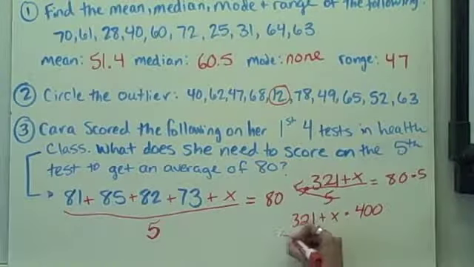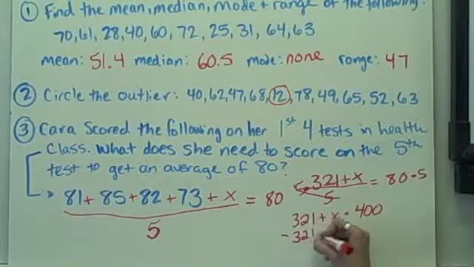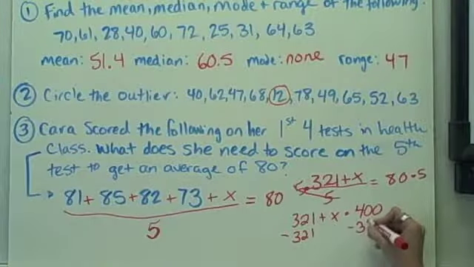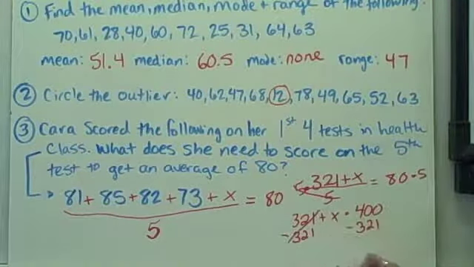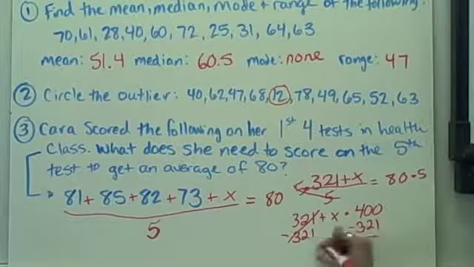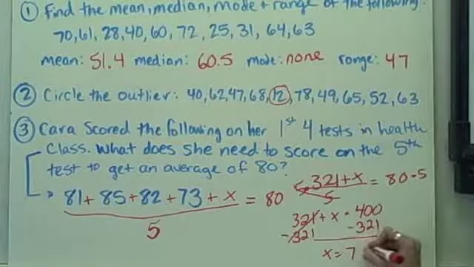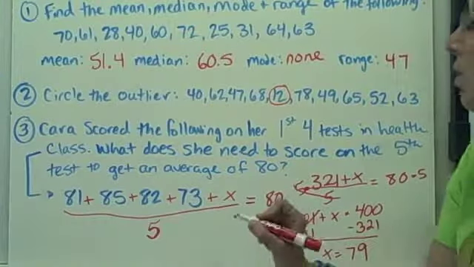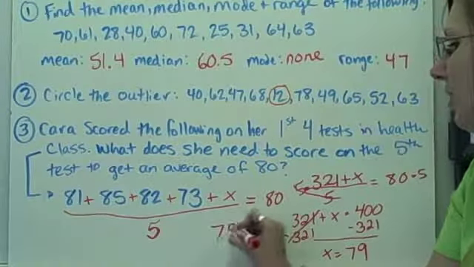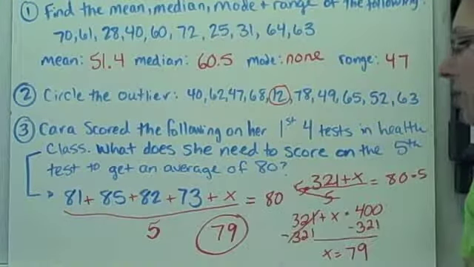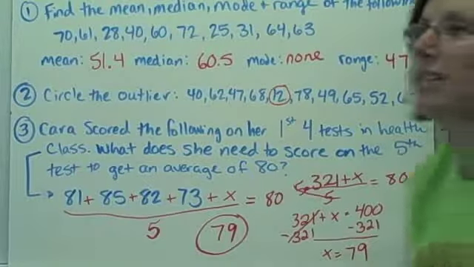Finally, to find the value of x, I'm going to subtract 321 from 400, and that leaves me with a score of 79. So Kara will need to score a 79 on her 5th health test to get an average of 80 in the class.